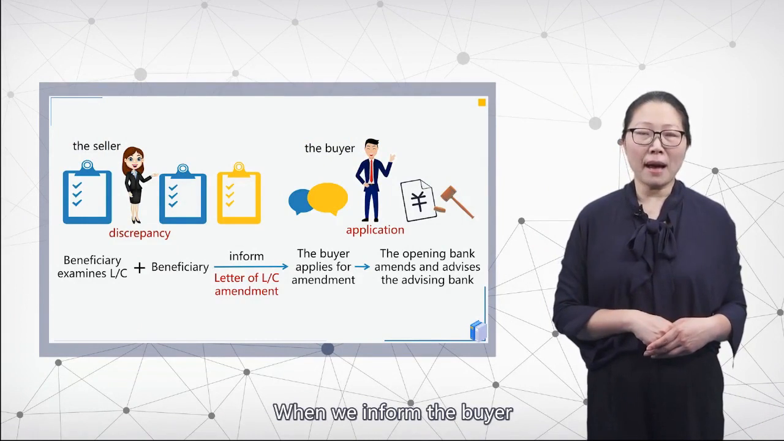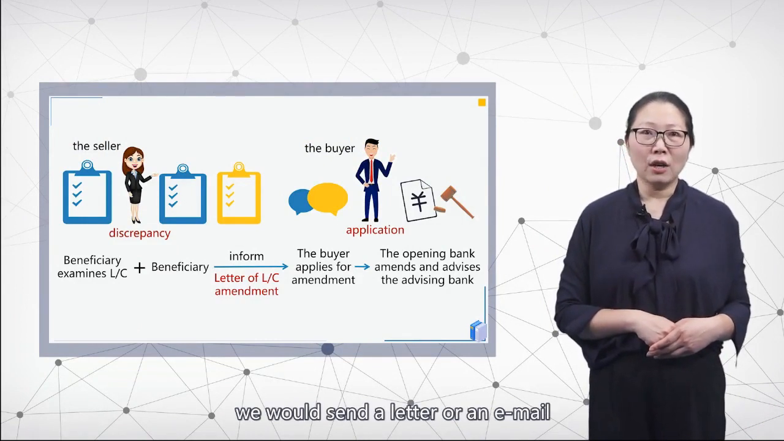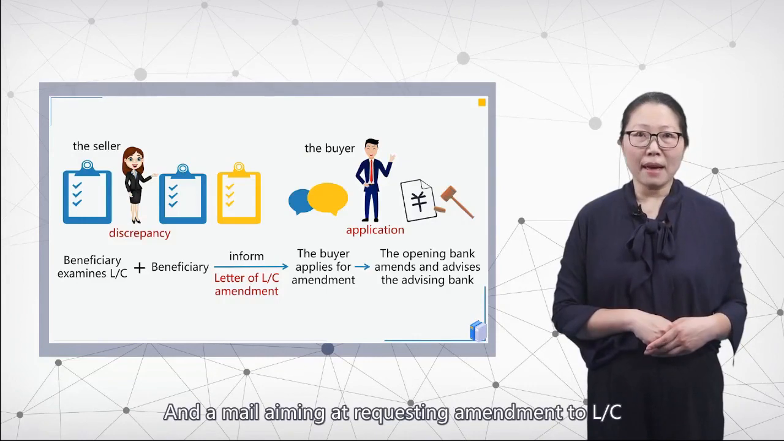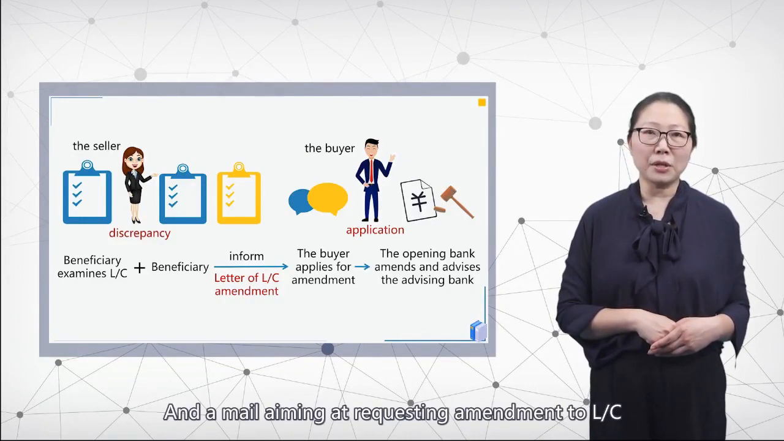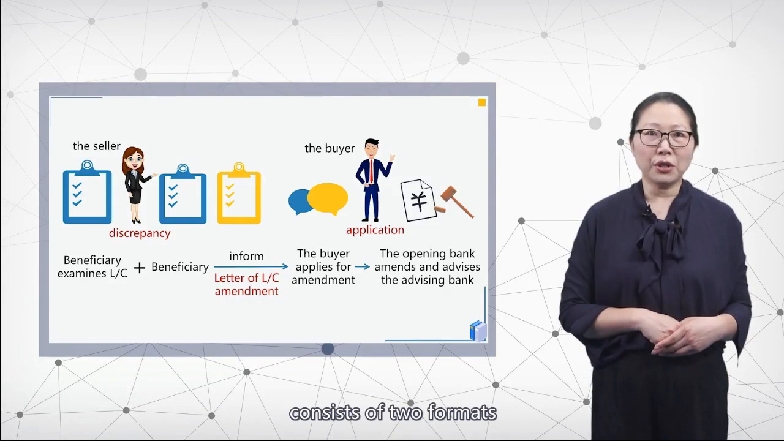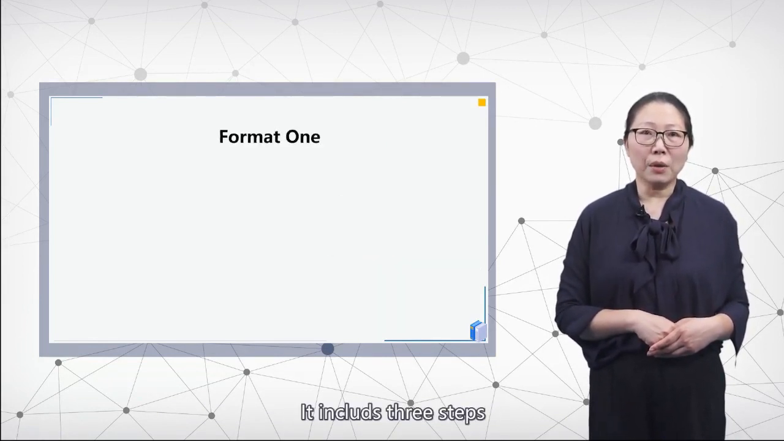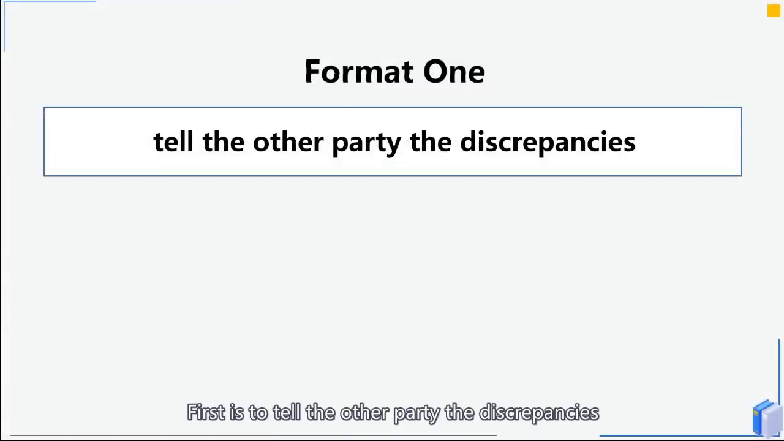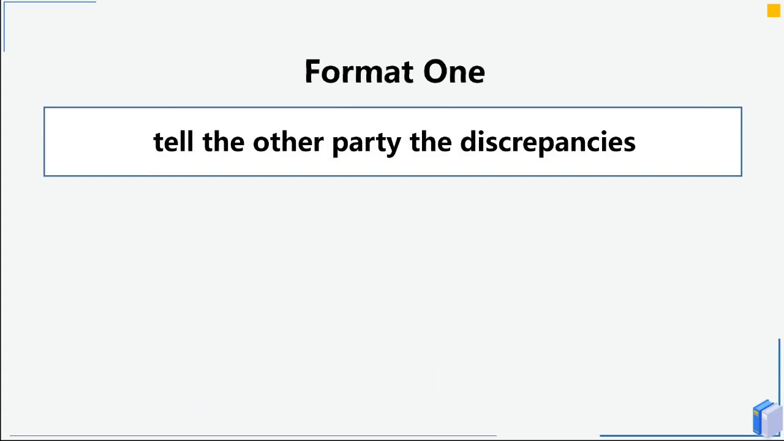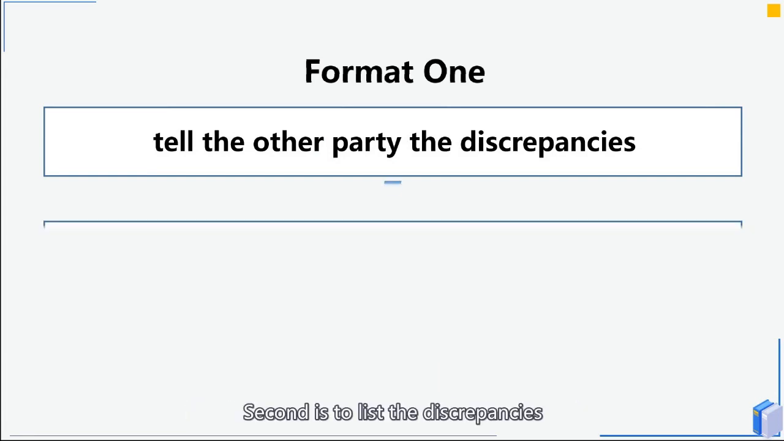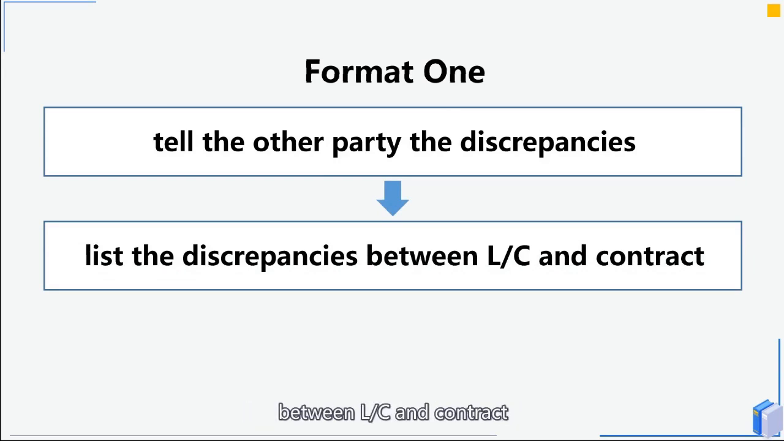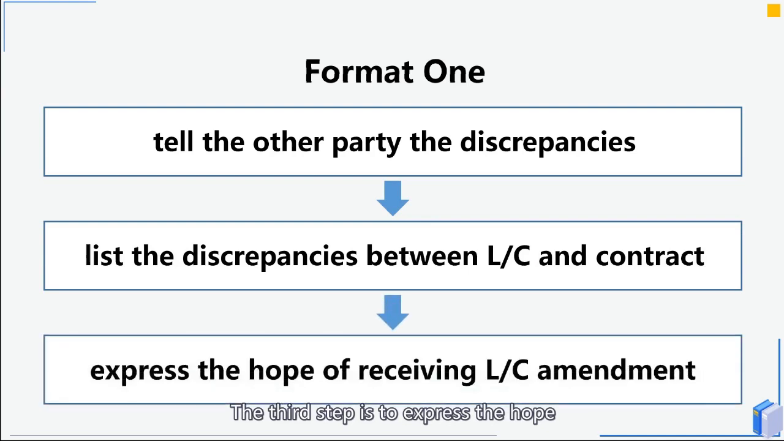When we inform the buyer, we will send a letter or an email. And a mail aiming at requesting amendment to the LC consists of two formats. Format 1 includes 3 steps. First is to tell the other party the discrepancies. Second is to list the discrepancies between the LC and the contract. The third step is to express the hope of receiving the LC amendment.